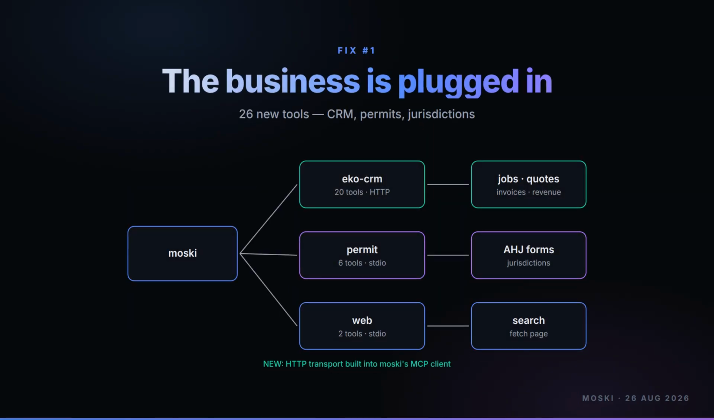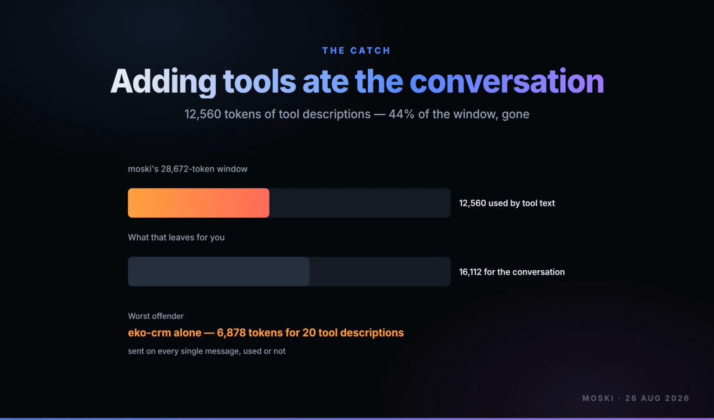Fix number 1. Mosky now reaches the EKO Solar CRM and the Permit Assistant. 26 new tools: jobs, clients, quotes, invoices, revenue, Calendly, permit offices, and the county form mappings. There was a real obstacle. The CRM speaks HTTP, and Mosky's tool client only knew how to talk to programs over a pipe. Rather than bolt a proxy on the side, I built a proper HTTP client into Mosky. It works. Mosky told us there are 39 jobs in the system and $29,638 collected.